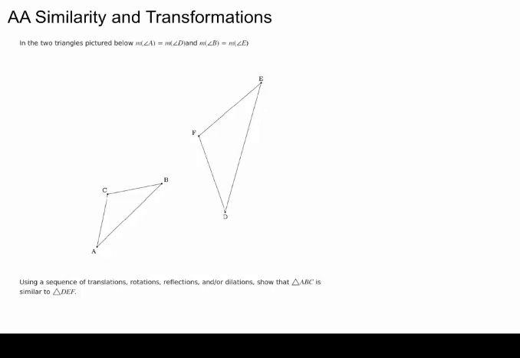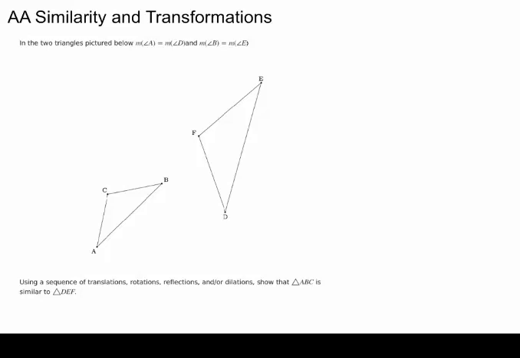So we've talked about rigid transformations, and that's where you have transformations like reflections, rotations, and translations that don't change the size or shape of the figure. They just move them around on the plane. And so we're going to take a look at transformations and how they relate to similarity.